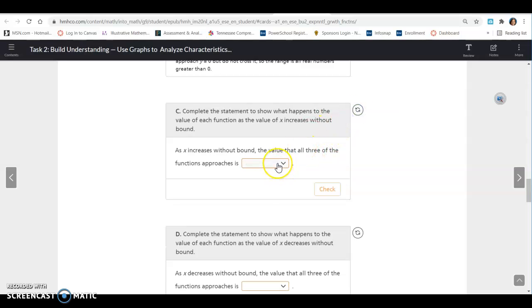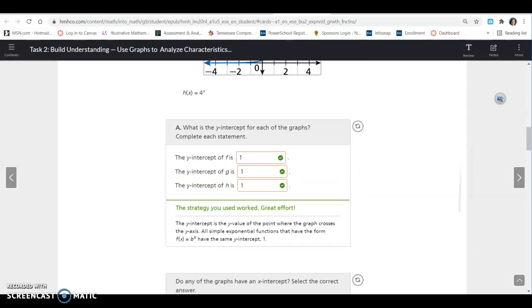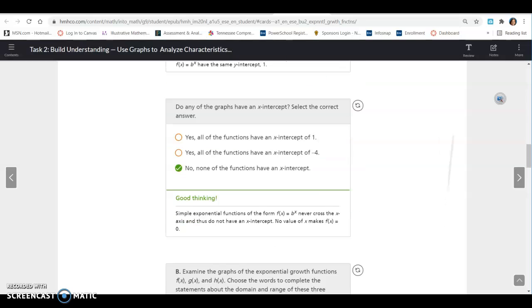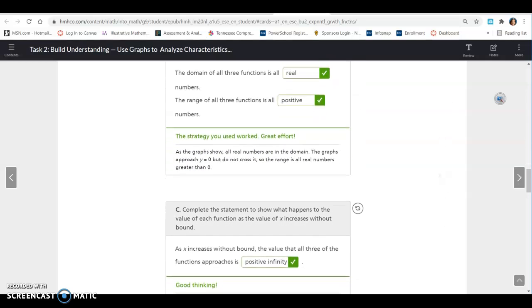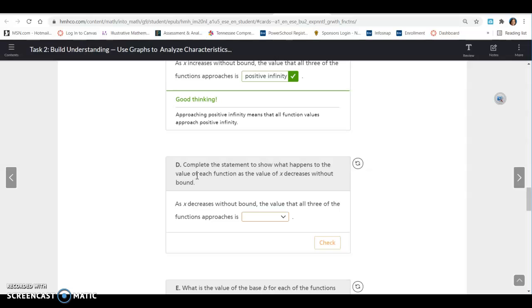As x increases without bound, oh, sorry, positive infinity. I don't know what I clicked on, but it's got to go to positive infinity. So you can see all of these, as x goes this way, y goes up. For all three of the graphs, they're going towards positive infinity. Infinity just means positive or negative, so you have to make sure they are going to positive infinity.